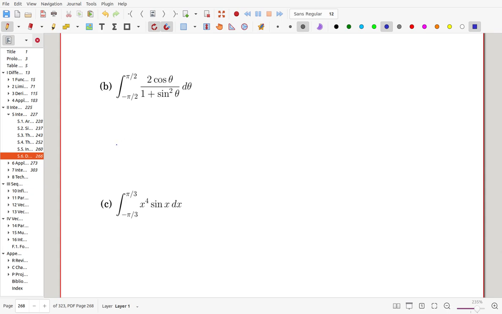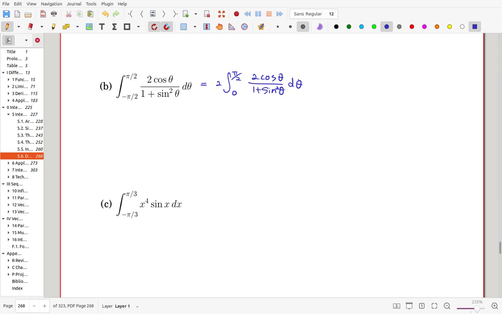Okay, for this one, this is even, and sine squared: the original sine is an odd function, but squared it is an even function, so overall this is an even function. So you can write this as twice the integral from 0 to pi over 2 of 2 cosine theta over 1 plus sine squared theta, d theta.